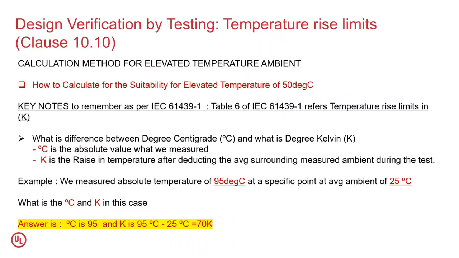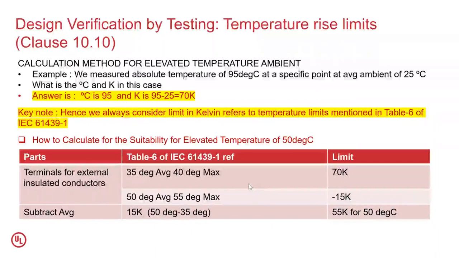95 degrees centigrade is absolute temperature. If I deduct 25 degrees centigrade, the average ambient temperature, from 95 degrees centigrade, what I am getting is 70 K. That is the K value. It's very, very important. Many people always confuse degree centigrade and degree Kelvin. And there is one more clarification I'm always going to explain here.